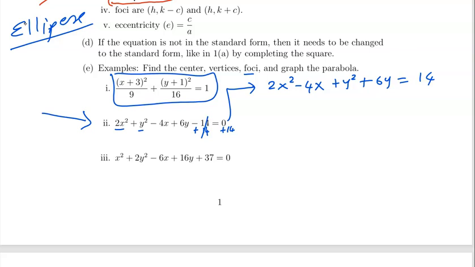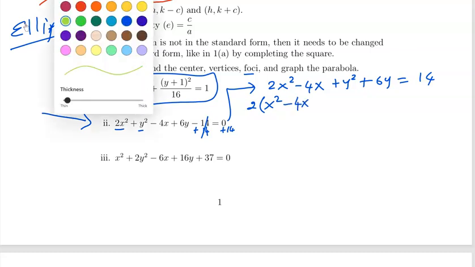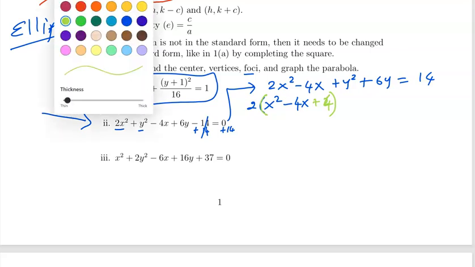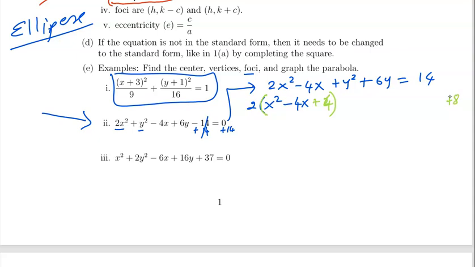All right, now I'm going to complete the square, but since you have a 2 in the front, you have to pull that 2 out. So x squared minus 4x. What do I have to add to complete the square? Half of 4 is 2, squared is 4. So I add 4. Now when I add 4 here, because this is inside the parentheses, I'm really adding 2 times 4, which is 8. So I'm going to add 8 on the other side of the equal sign.